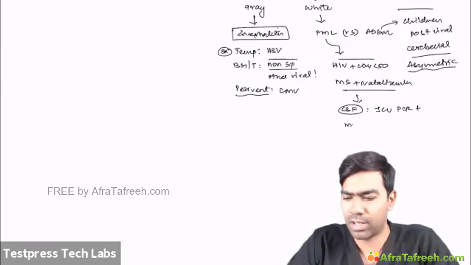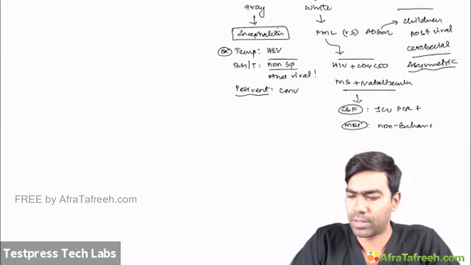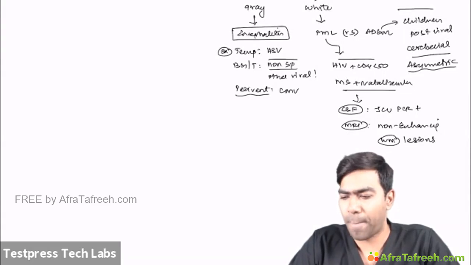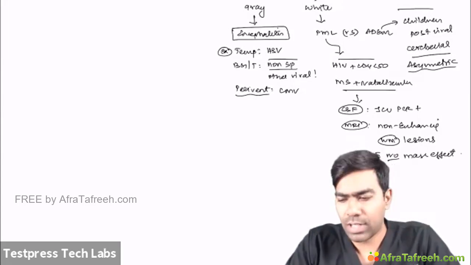Or in MRI, you will be seeing non-enhancing white matter lesions. These are demyelinating, non-enhancing white matter lesions with no mass effect; they will not cause any mass effect. I'll tell you the importance of each and every point in some time. So this is how you're going to diagnose a PML.